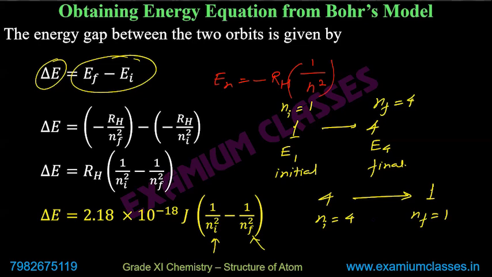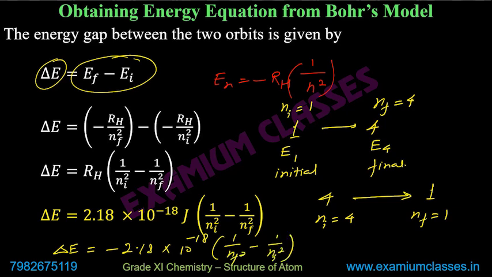In a few books, it is given as minus 2.18 into 10 to the power minus 18, 1 by nf square minus 1 by ni square. That is correct because the sign here is minus, and the positions of ni and nf have changed. In the first case, you have ni here. In the second case, you have ni here. So that is the same thing. Whatever way you want to remember, you should remember the correct formula.